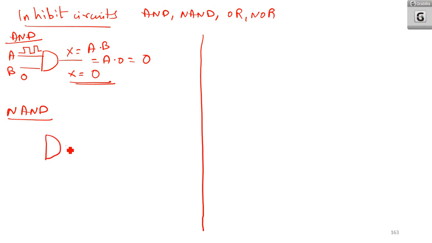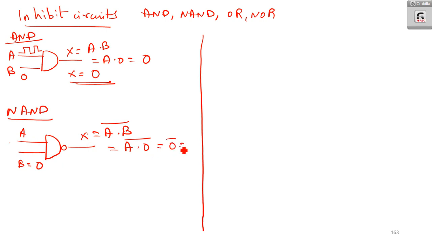Now coming into the NAND gate, how NAND gates act as an inhibit circuit. You are having a NAND gate. So here you are having A, and B is set to 0. So here we get X is equal to A dot B the whole bar. That is A dot 0 the whole bar. What is it? A dot 0 is 0. 0 bar is 1.